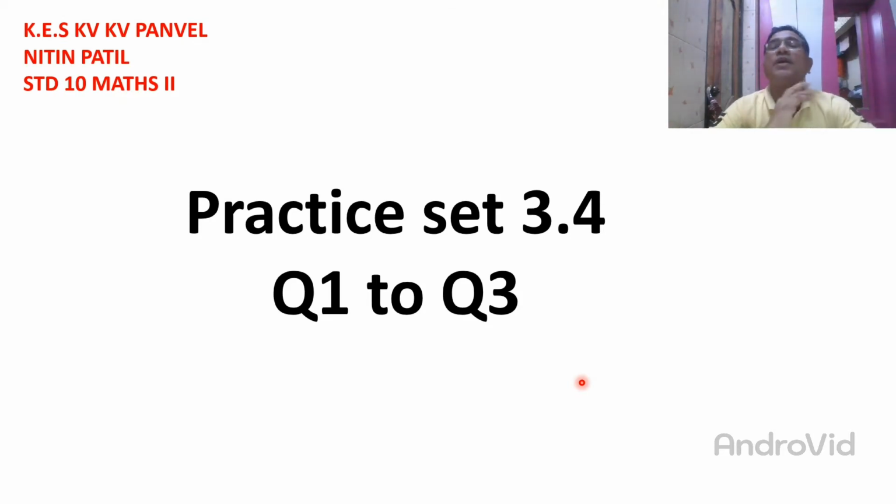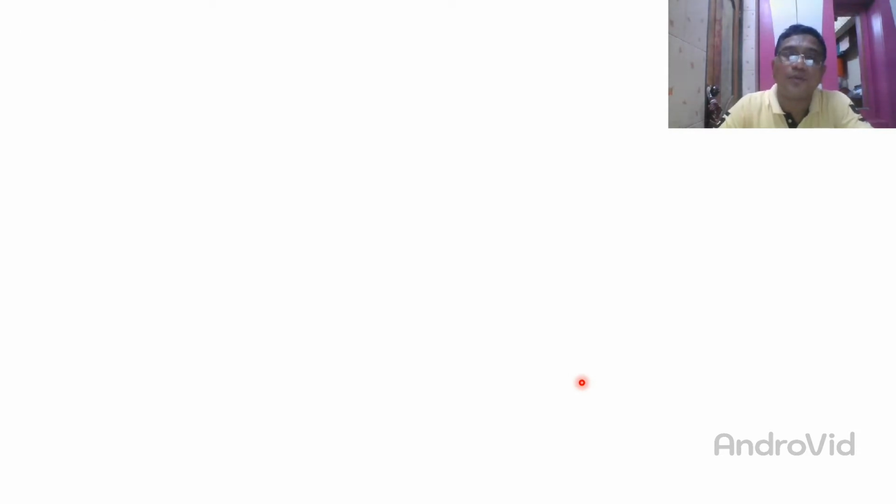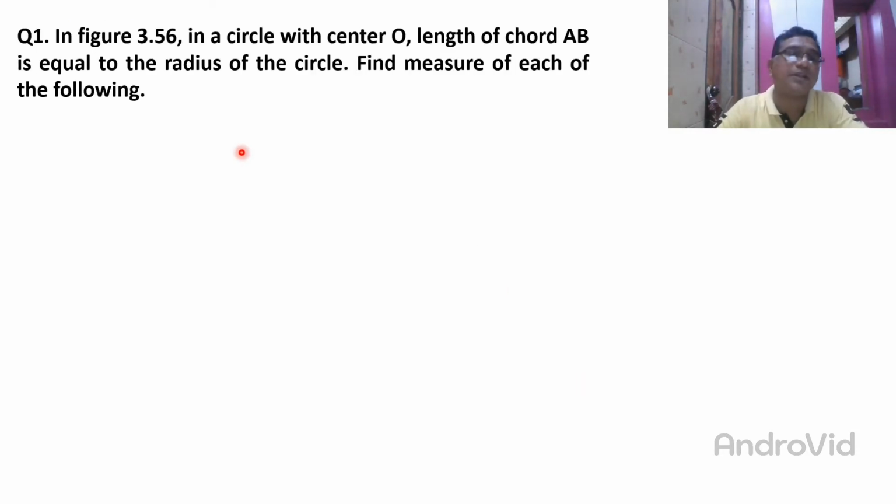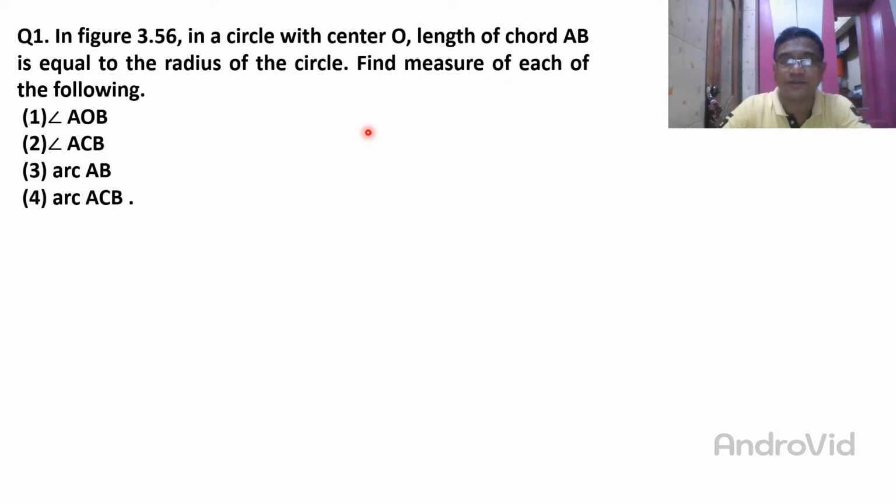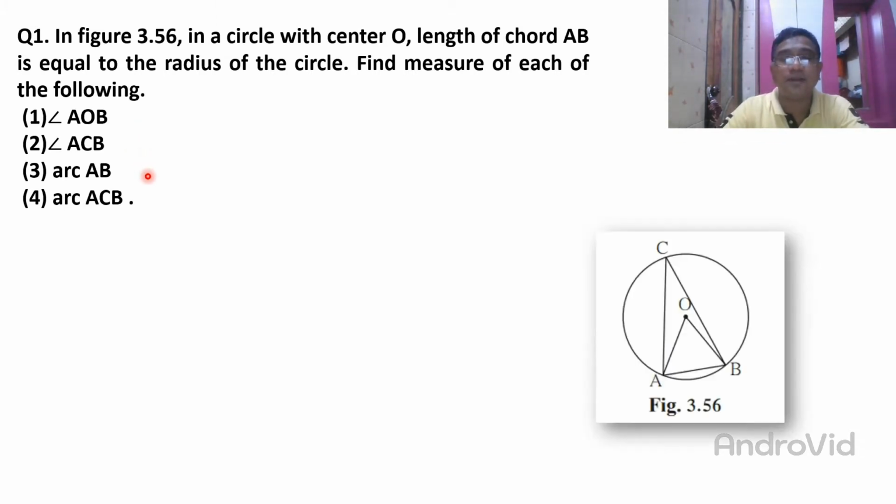Students, today we are going to start practice set 3.4. In practice set 3.4, problem number 1, which can be seen on the screen. See here, in figure 3.56, in a circle with center O, the length of chord AB is equal to its radius. Find the measure of each of the following: angular measure of AOB, angular measure of ACB, arc AB and arc ACB. Those measures you want to find out.